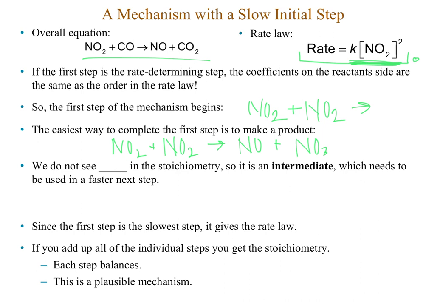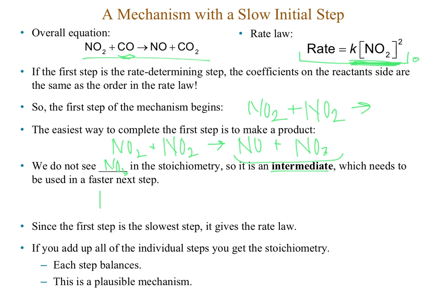So, since we don't see NO3 in the stoichiometry, that's going to be our intermediate that we're predicting happens. So now the next step: we had a reaction, now we have these, and we need to use up our intermediate. And we haven't used carbon monoxide yet.